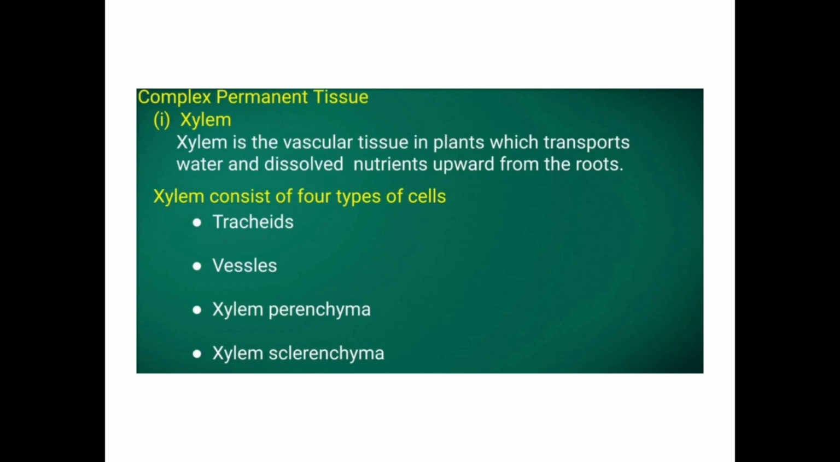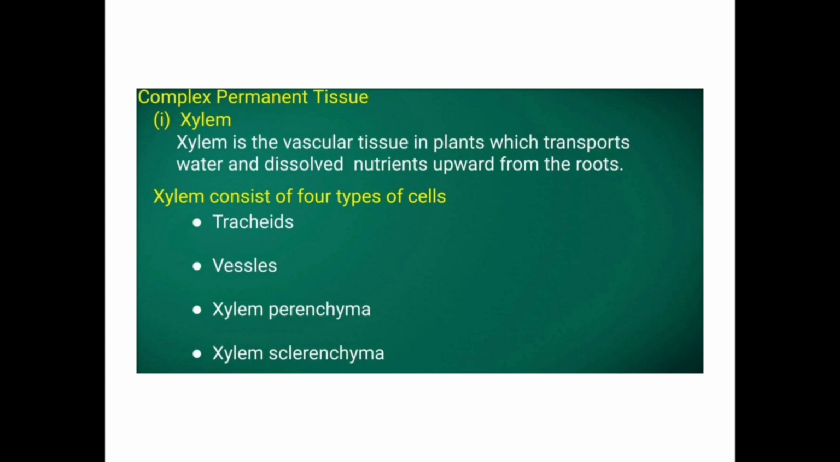So complex permanent tissue, first one is xylem. Xylem is a vascular tissue in plants which transports water and dissolved nutrients upward from the roots. So xylem is for conduction. We know that plants absorb water and minerals. So xylem is the tissue which transports this water and minerals from the ground to the photosynthesis area, that means to the leaf. So the transportation takes place upward from the roots.